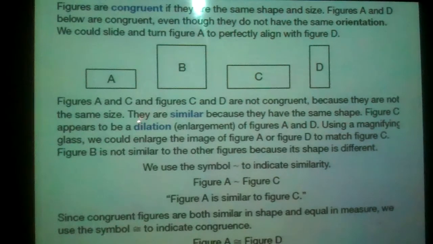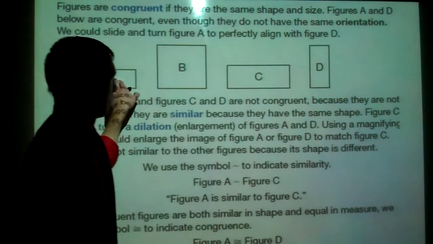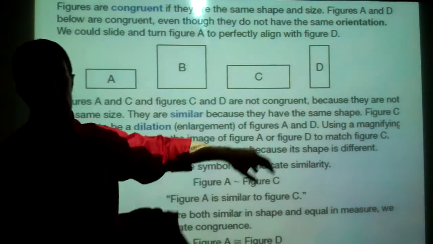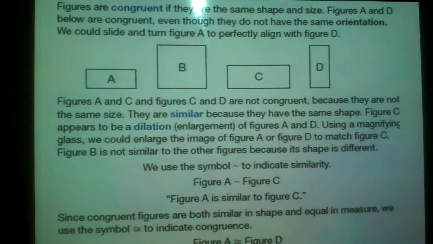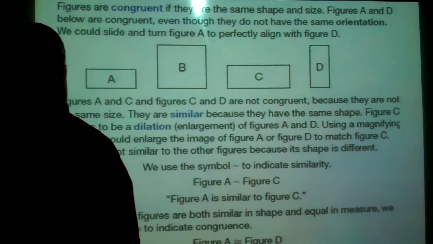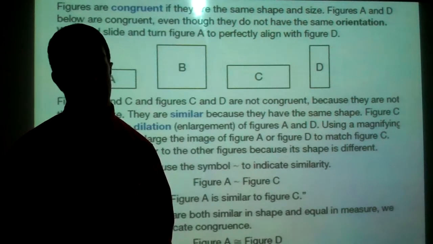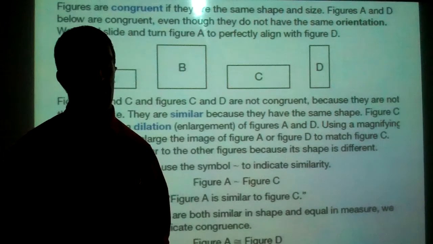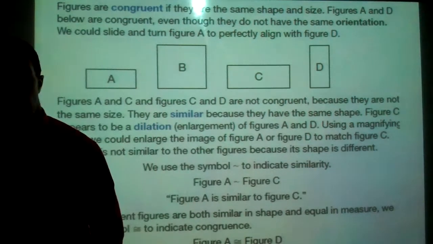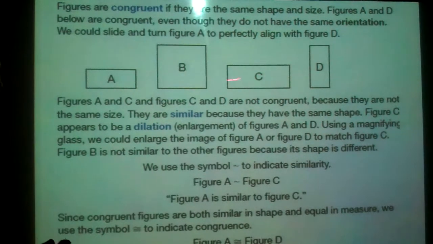However, shapes are similar because they have the same shape. So our similar ones would be A, D, and C. All of those are similar because they have the same shape, not necessarily the same size. So that's what similar means. If they have the same shape but not the same size, they're still similar. They won't always be congruent though. So A and D are congruent. They are also similar, and they are also similar to C, but not congruent to C.